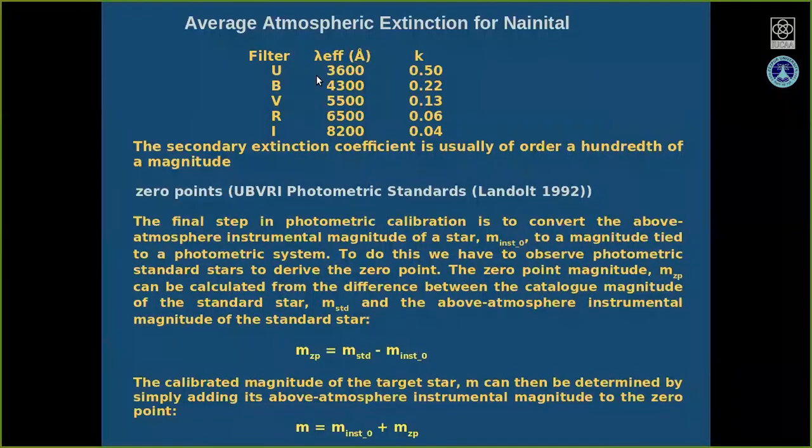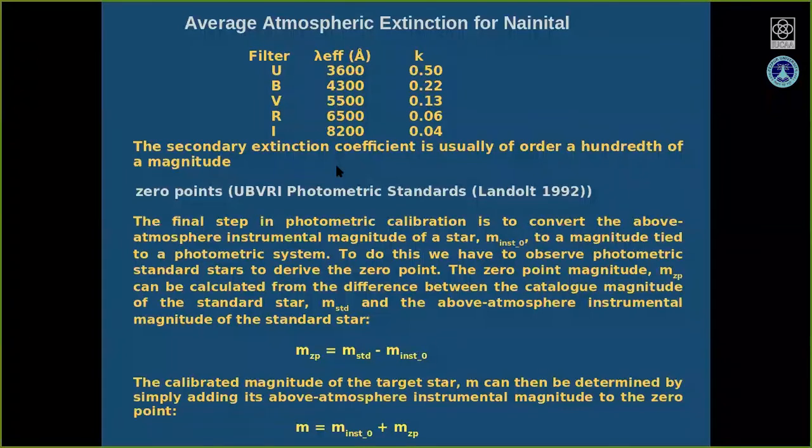For shorter wavelength, your extinction coefficient increases. For longer wavelength, your extinction coefficient decreases. It is a very interesting result. And you may ask me, what will be the value of your K2? The secondary extinction coefficient, that is K2, is usually of the order of a hundredth of a magnitude. It is very small. Only for the accuracy of your measurement, you have to do that, right?